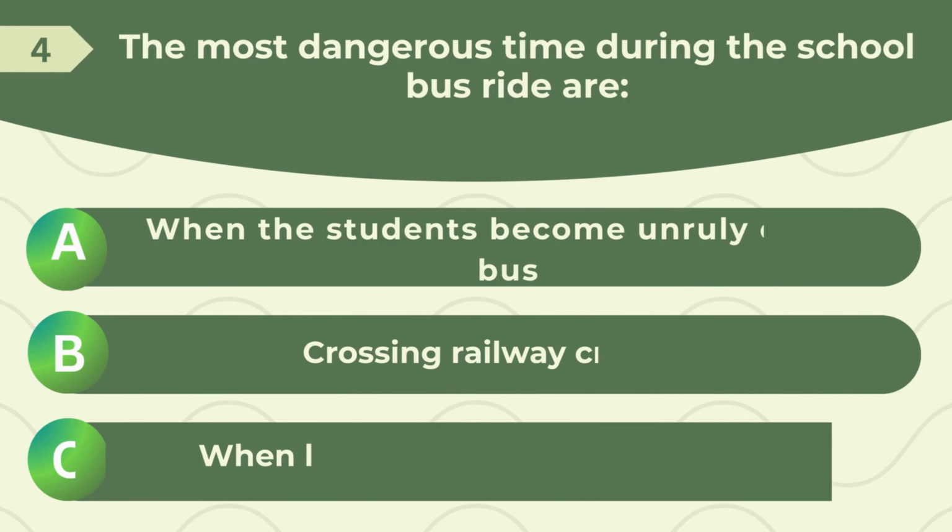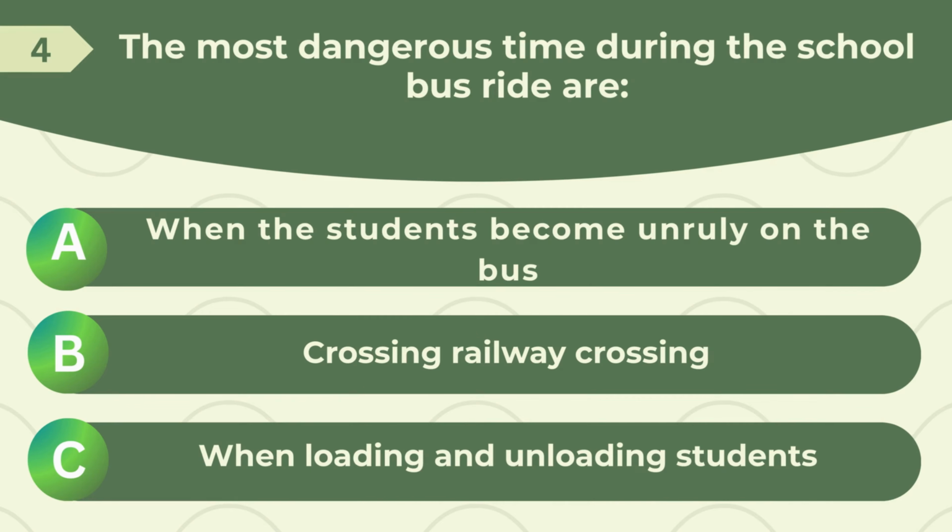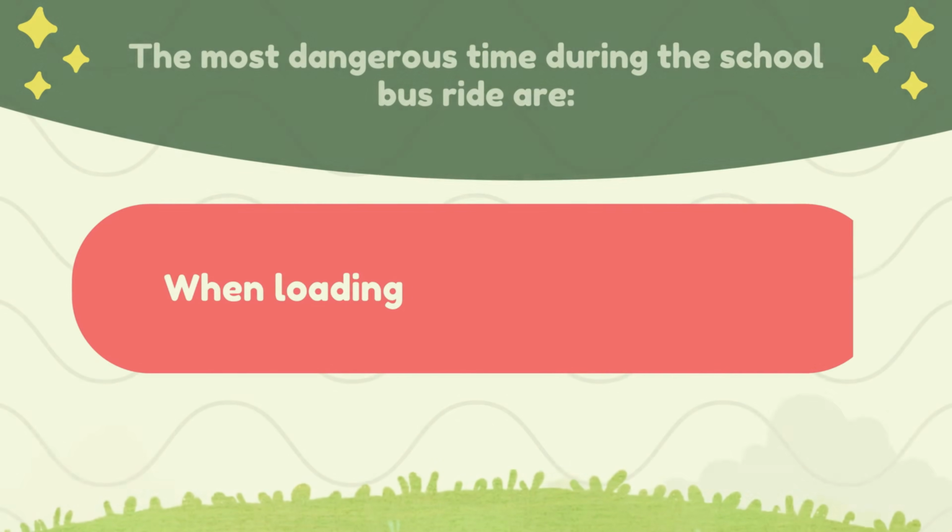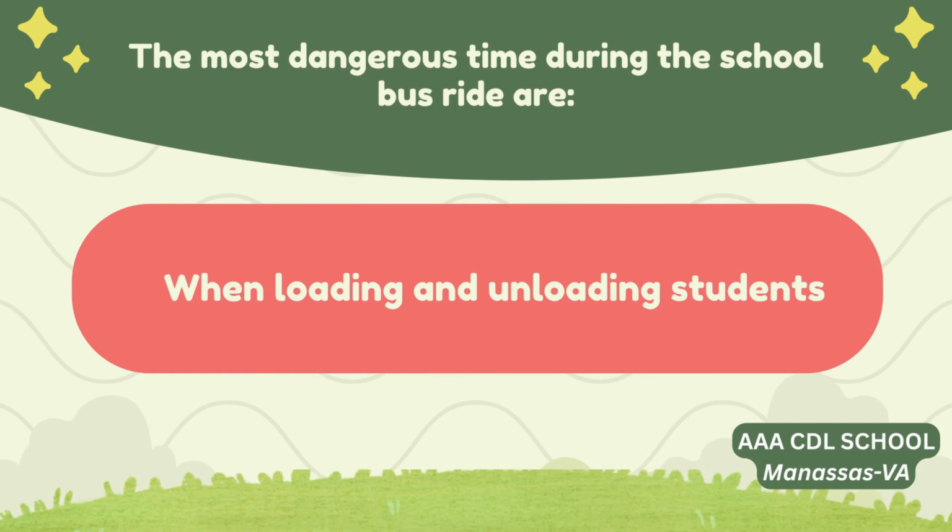The most dangerous time during the school bus ride is: A. When the students become unruly on the bus. B. Crossing a railway crossing. C. When loading and unloading students. Correct answer: when loading and unloading students.